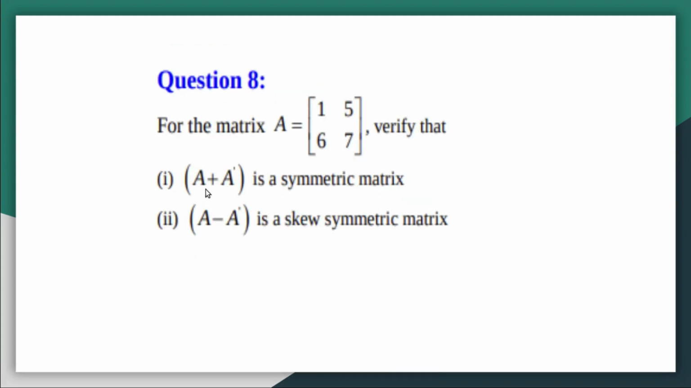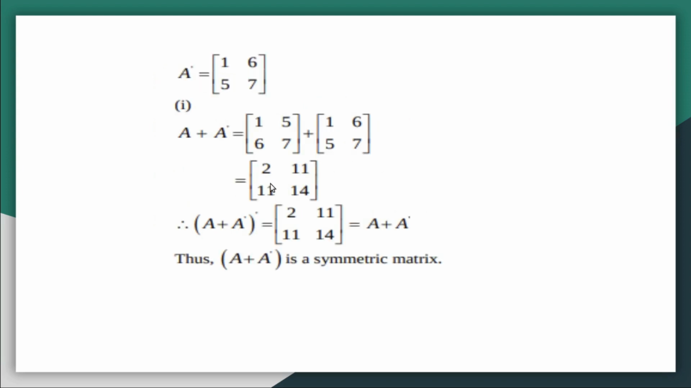First we have to find A plus A transpose, then its transpose. A matrix is said to be symmetric if P transpose equals P. So first we find A plus A transpose, then its transpose. Now this is A transpose. The given matrix is 1 5 6 7. So its transpose is matrix 1 6 5 7. Now A plus A transpose: 1 plus 1 is 2, 5 plus 6 is 11, 6 plus 5 is 11, 7 plus 7 is 14.